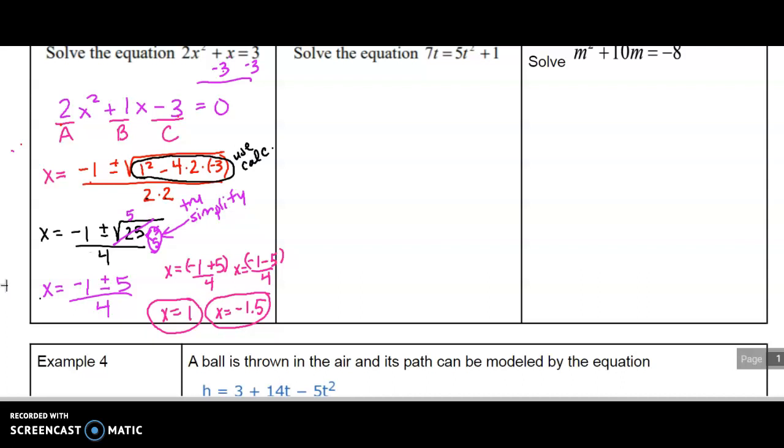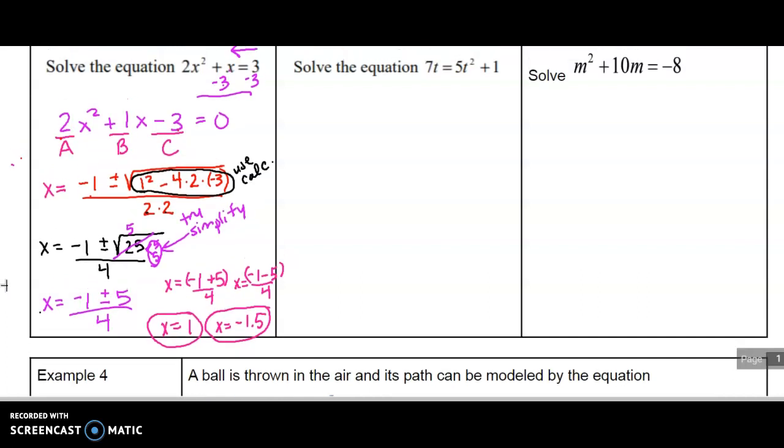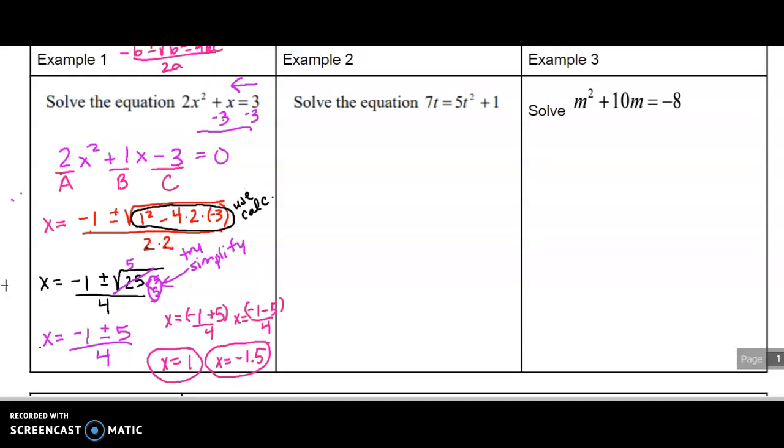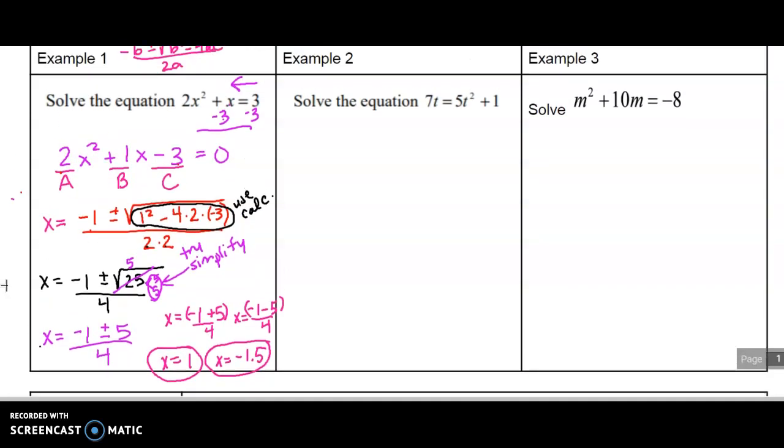So we've got 5/2 squared. Since I only have one term, I'm going to move this to the right. So we'll subtract 7t. And if you don't like t's, you can make them x's. So we get 0 equals 5t squared minus 7t plus 1. And then we know 5 is a, -7 is b, and c is 1.